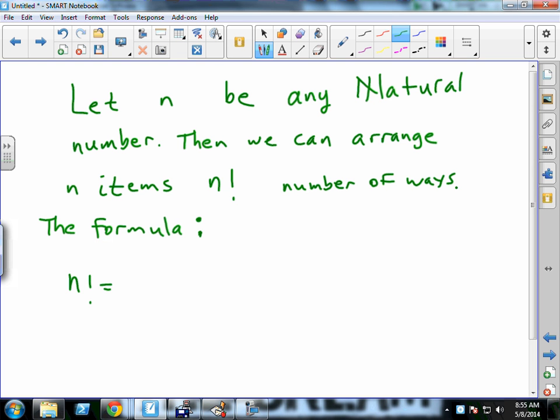The formula is this. N factorial equals n times n minus 1 times n minus 2 times... I don't like the way textbooks do this, but I'm going to show you the textbook way just because I don't want to give away an answer that's going to come up later. Multiplied by 2, multiplied by 1. That's what every single textbook will show you.